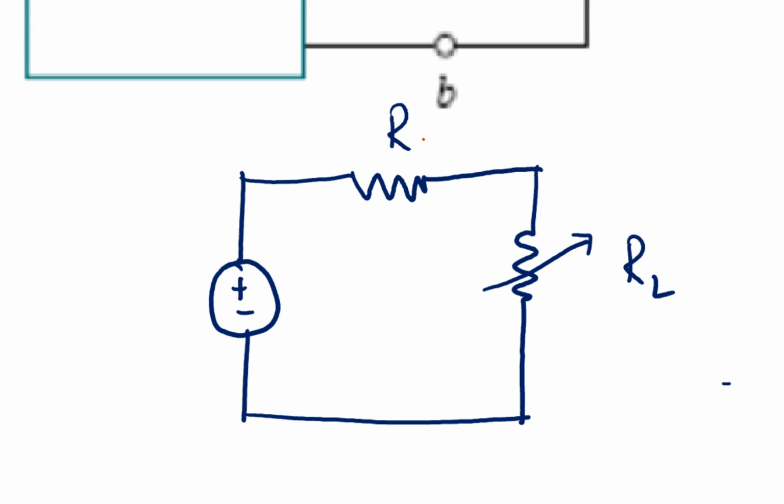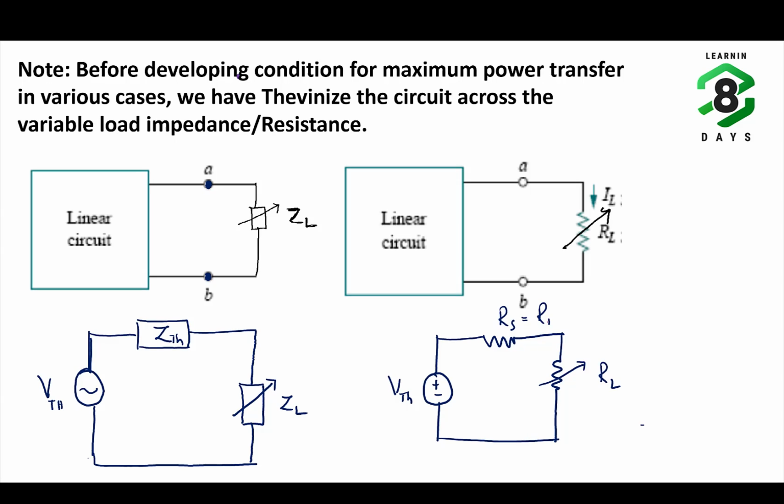And this is your RS. And this is your VThevenin. You can call this RS or RTH. This one is ZTH or ZS. So the point is we have to Thevenize the circuit across the variable load resistance before developing conditions for maximum power transfer.